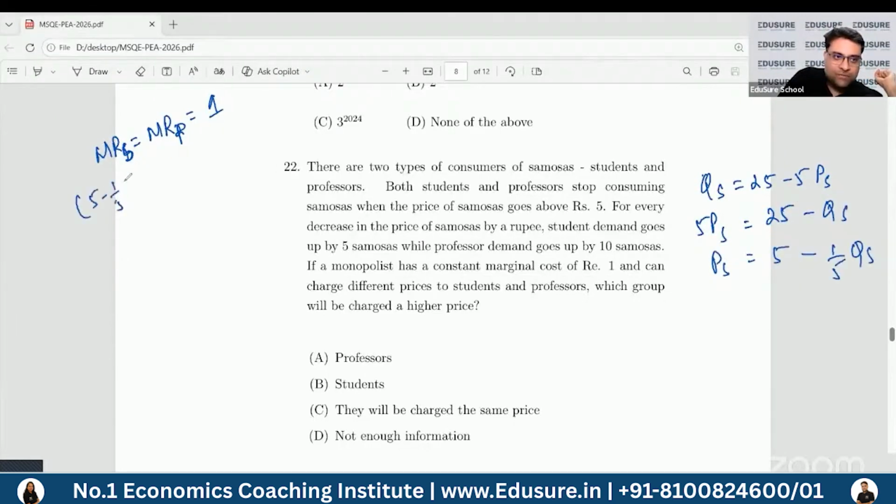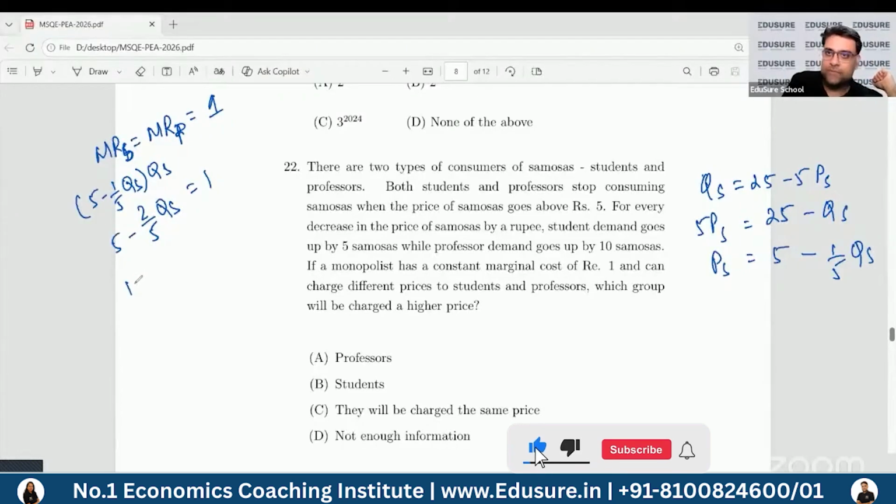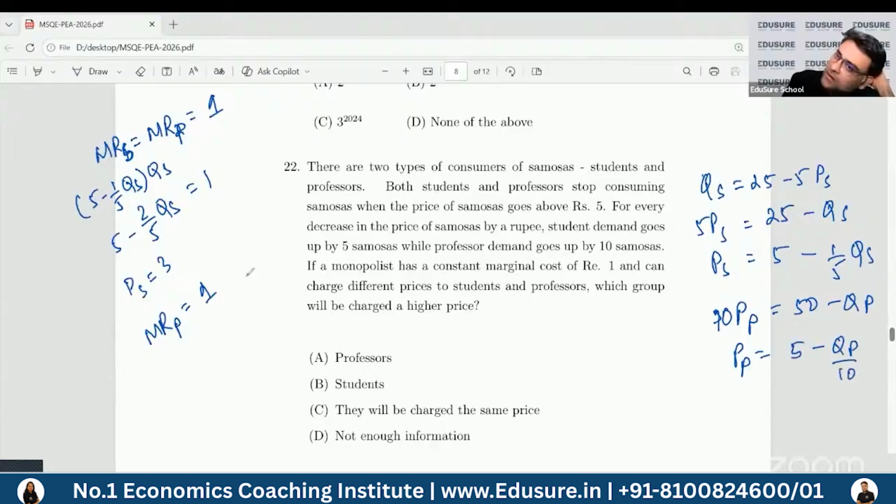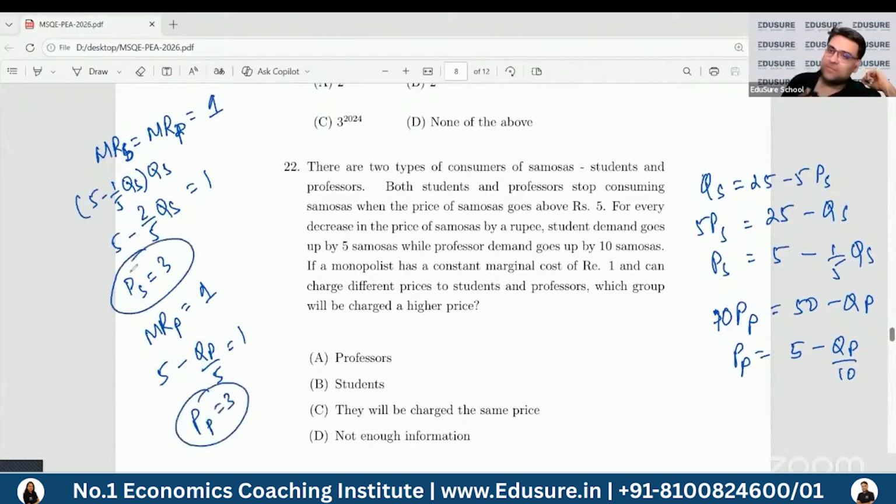So 5 minus 1 by 5 QS multiplied by QS. So basically MR is 5 minus 2 by 5 QS is equal to 1. You'll get your QS like this. And similarly, you'll get your PS. Once you get QS you can find out your PS. PS will be equal to 3. Similarly, you can do MRP is equal to 1. Put it in terms of quantity. Basically, you'll get 10 PP is equal to 50 minus QP, or PP is 5 minus QP by 10. So you'll get 5 minus QP by 5 is equal to 1. So you'll get the value of QP. Now just find the value of PP. You will also get 3. So you can do it in multiple ways.